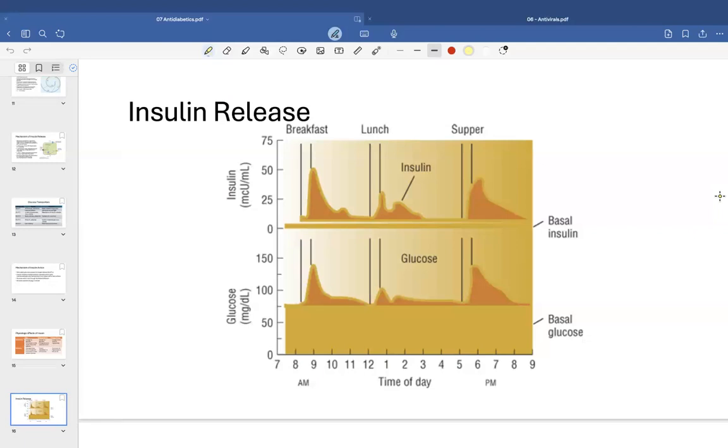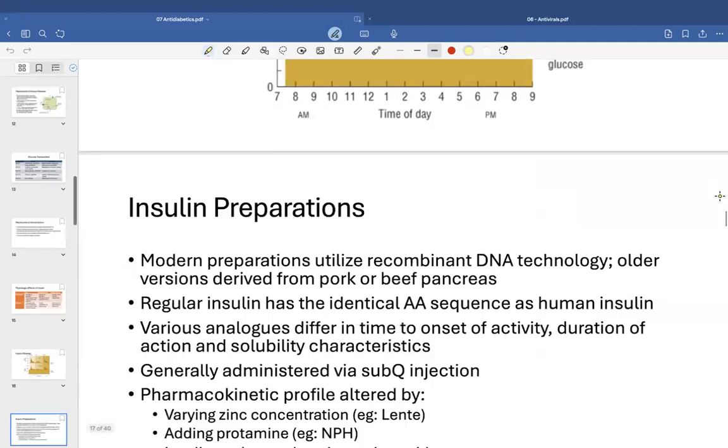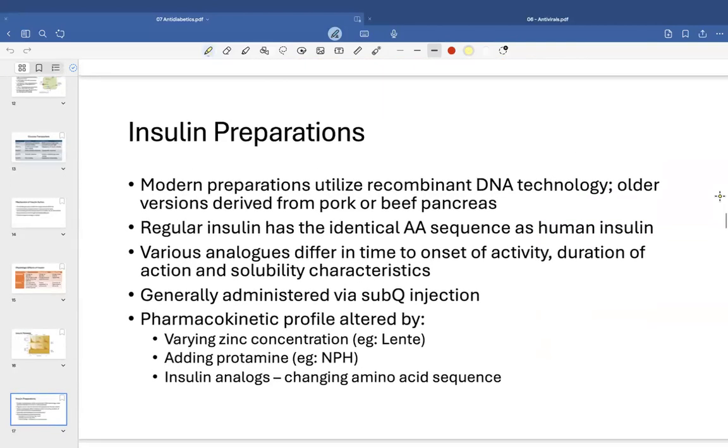So there is a basal secretion of insulin and a meal-triggered release of insulin as well. Pharmacologically speaking, we have a number of different products that are all right now produced through recombinant DNA technology. We've moved away from animal-based insulins. They were at a time beef-derived and pork-derived insulin.